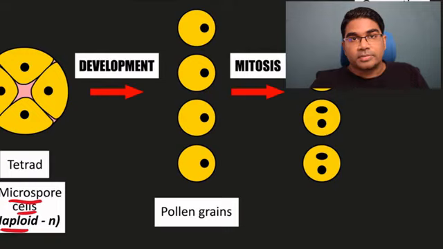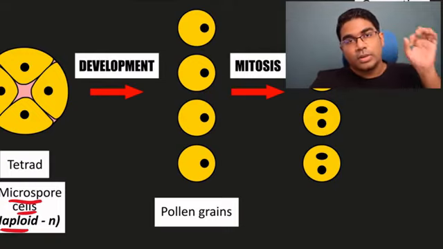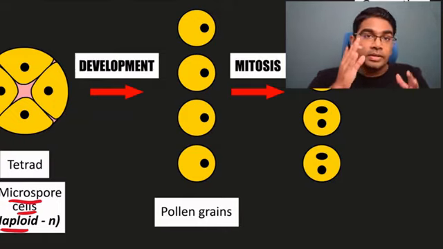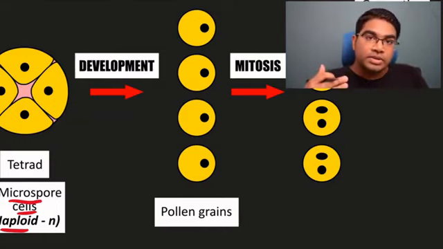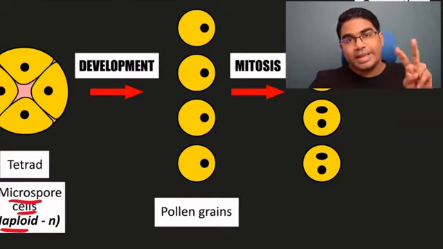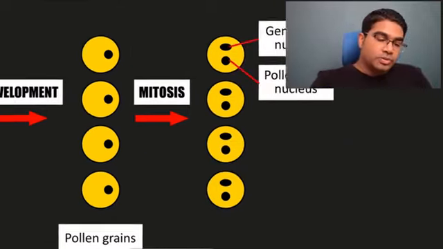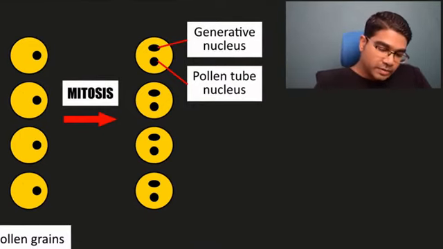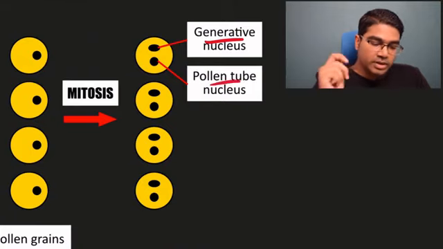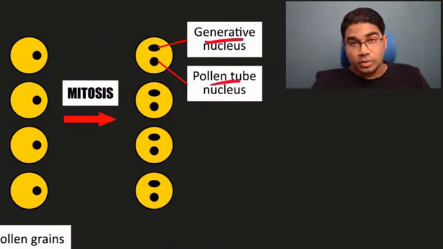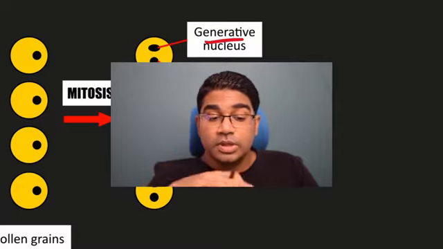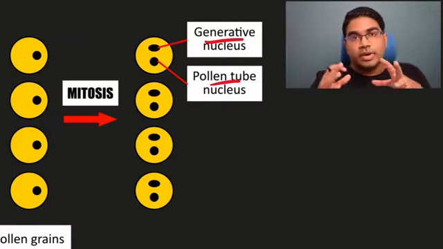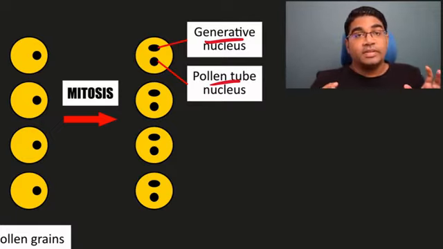In each pollen grain, the nucleus is going to undergo the third process, which is mitosis. So now we have haploid nuclei. The haploid nuclei are going to undergo mitosis to form 2 haploid nuclei in each pollen grain. And these 2 haploid nuclei have their own function. One is called the generative nucleus and the other one is called the pollen tube nucleus, sometimes simply referred to as the tube nucleus. We will look at the function of these 2 nuclei in more detail when we are discussing double fertilization. So this is how the pollen grain develops inside the pollen sacs, inside the anther.